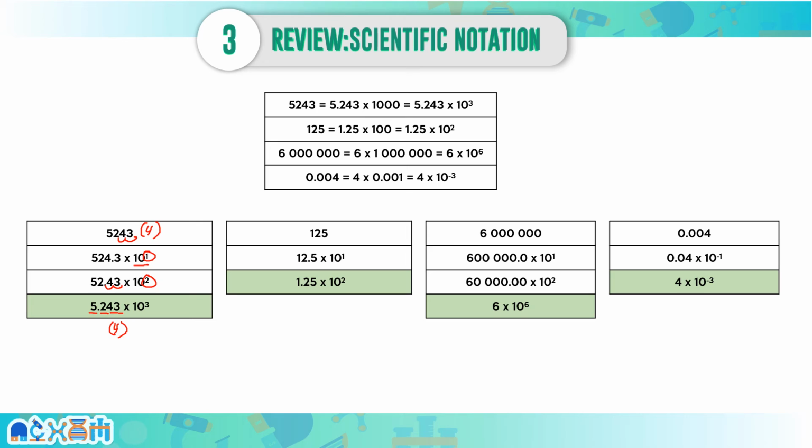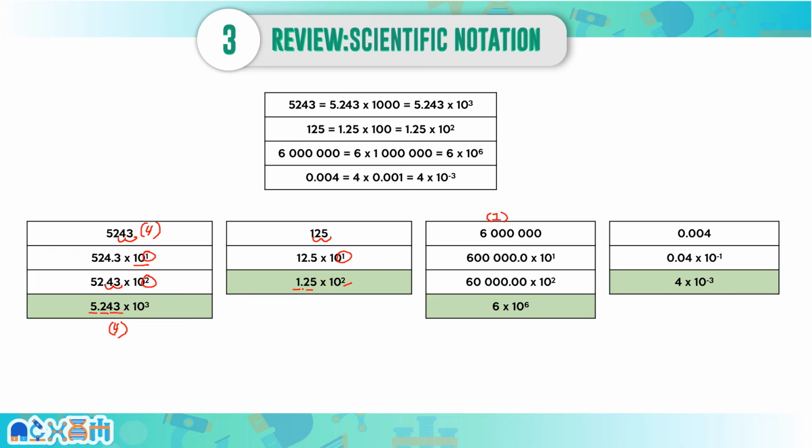Going to our second example, you have 125. 125 can also be written by moving one decimal point, and that will give you 12.5 times 10 to the 1. Or you can also move twice, which will give you an exponent of 2. And again, by convention, we follow one number followed by a decimal point and then the other numbers. Okay, this one, as you can see, we started with 1 SF.